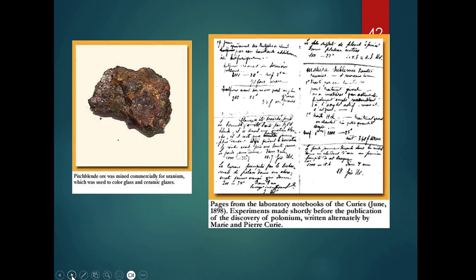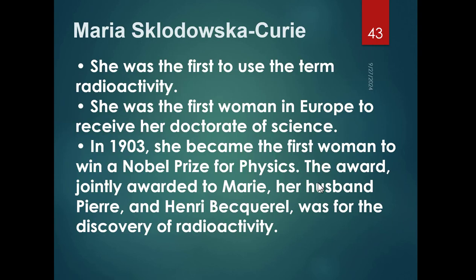It's very interesting. Just to summarize, she was the first to use the term radioactivity. She was the first woman in Europe to receive her doctorate of science. In 1903, she became the first woman to win a Nobel Prize for physics. And of course, this award was jointly given to Marie, her husband, and Henri Becquerel. And this was for the discovery of radioactivity. In 1911, she got the second Nobel Prize, in chemistry.